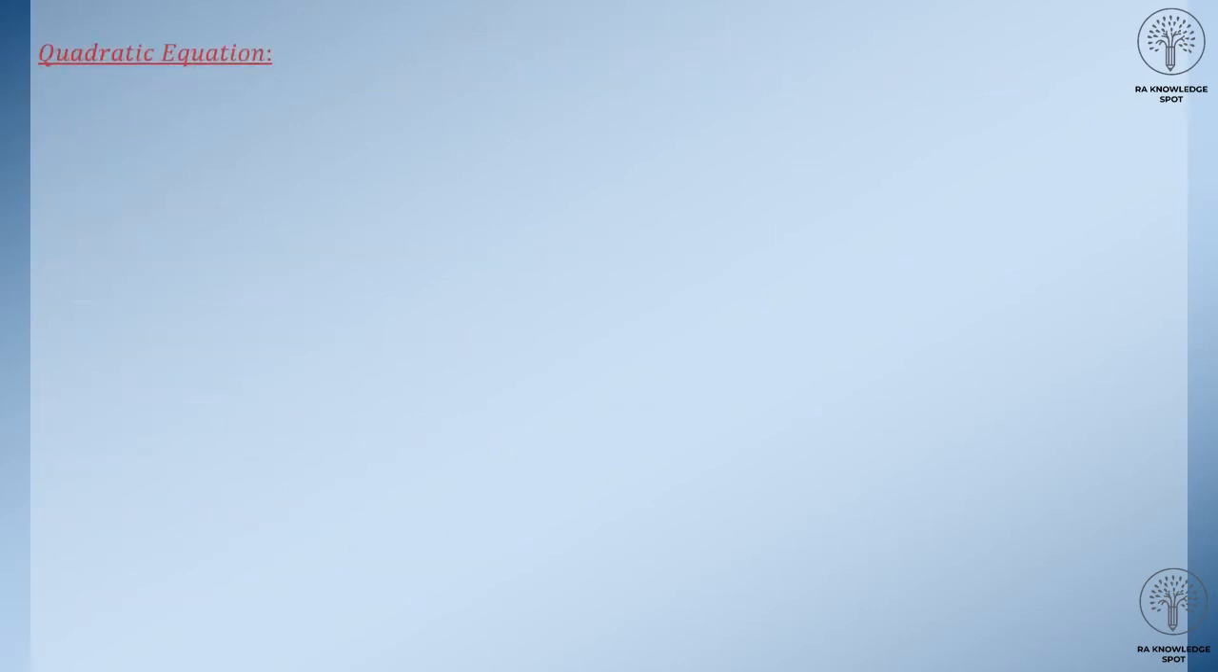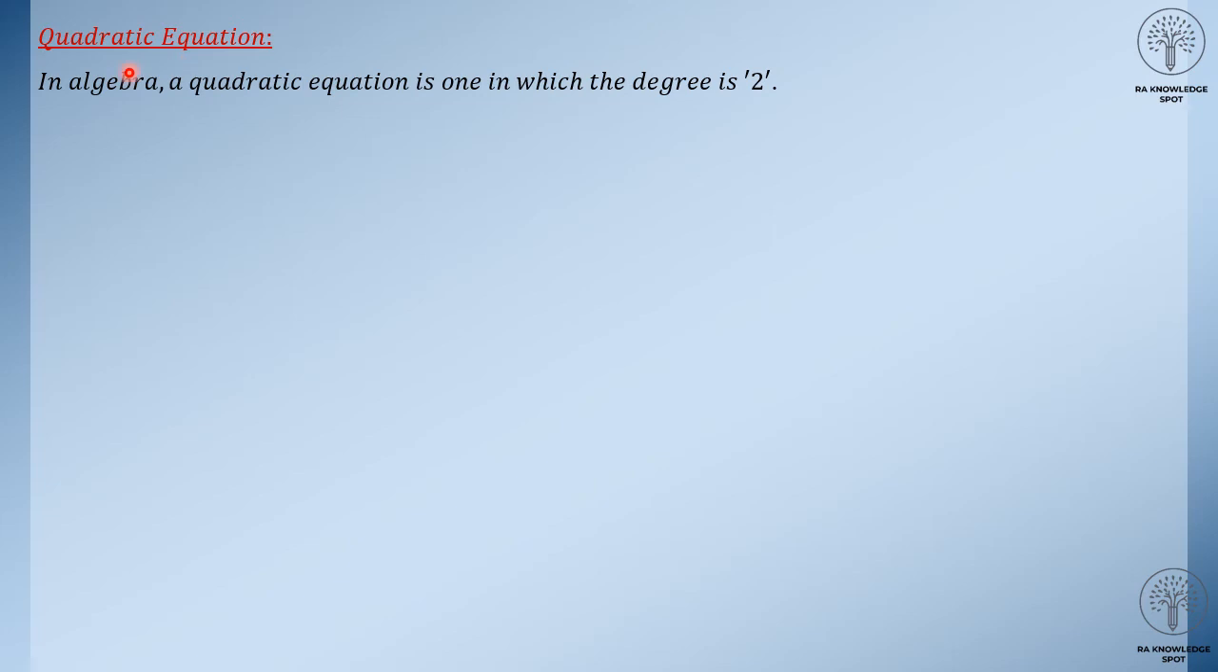Now the chapter that we have to do is all about quadratic equations. Now we are going to discuss the definition in detail. In algebra, an equation in which the degree is 2 is called a quadratic equation. Like when the power, or you can say the degree, the highest power is 2, it is called a quadratic equation.